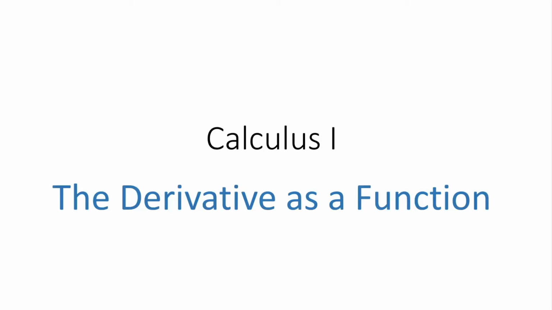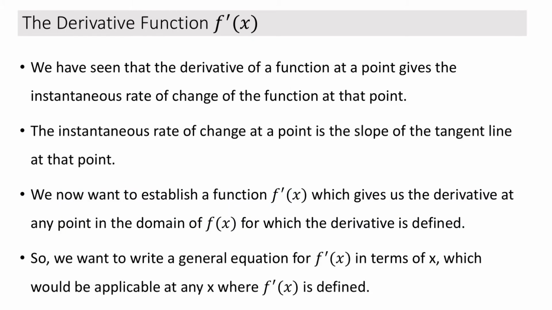Welcome to our lecture on the derivative as a function. So let's talk about what we know already. We have seen already that the derivative of a function at a point gives us the instantaneous rate of change of the function at that point. The instantaneous rate of change at a point is also the slope of the tangent line at that point.